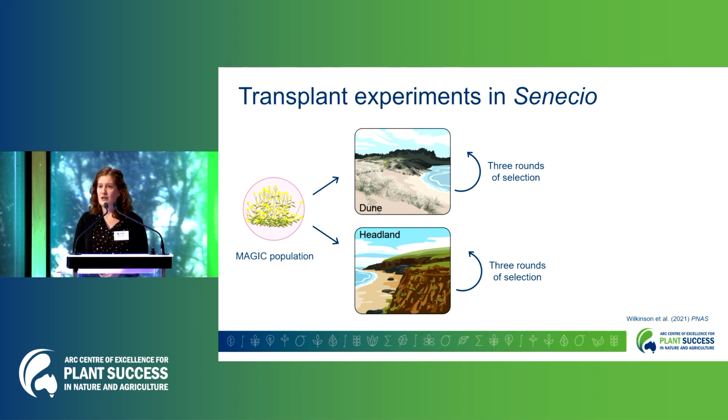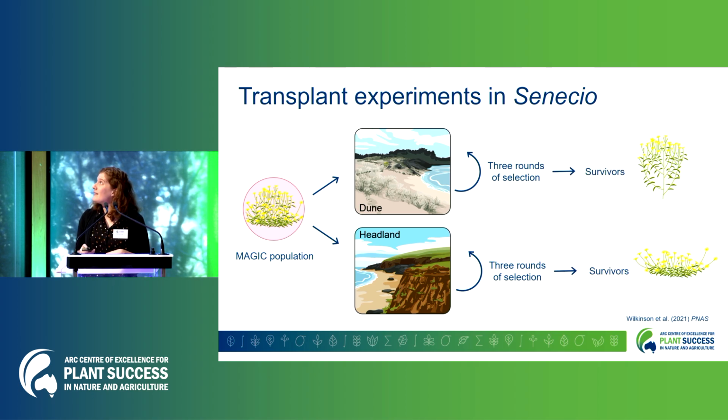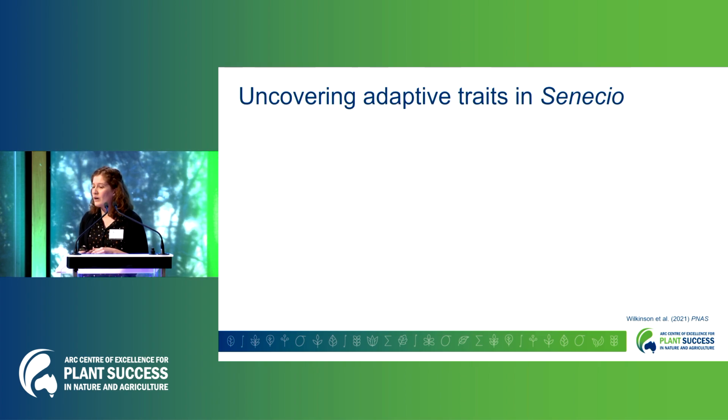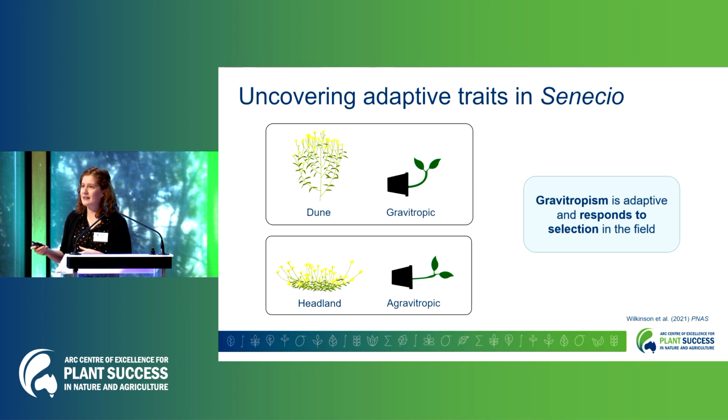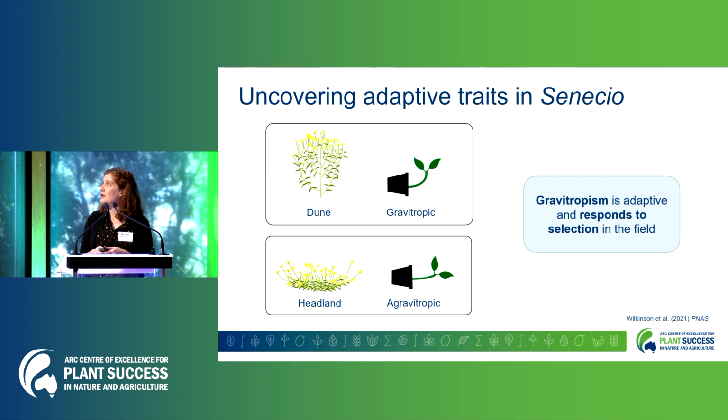So the best surviving individuals, or those that are fittest, we've taken them, crossed them, and then they've gone back into the lab for a total of 3 rounds of selection. We can examine then the survivors in each environment to see what natural selection has favored in the wild. And these transplant experiments in the system have enabled us to identify key adaptive traits, one of them being gravitropism. So gravitropism, I won't go into too much detail, but it's the ability of a plant to respond or bend to that downward pull of gravity. And our research has shown that it's correlated with those overall growth habits in Nesio. So this is where tall dune plants do respond to gravity, whereas short headland plants do not respond to gravity.